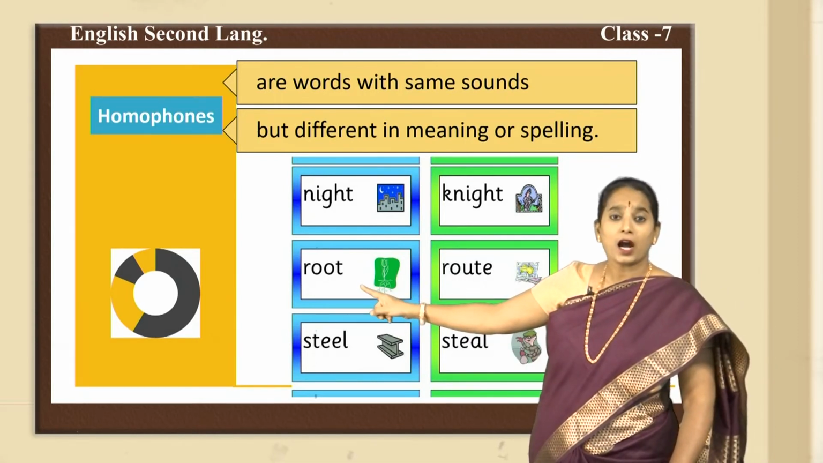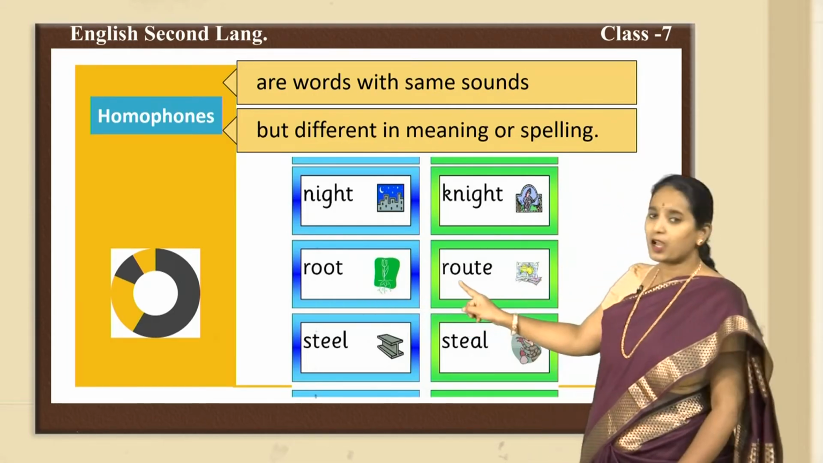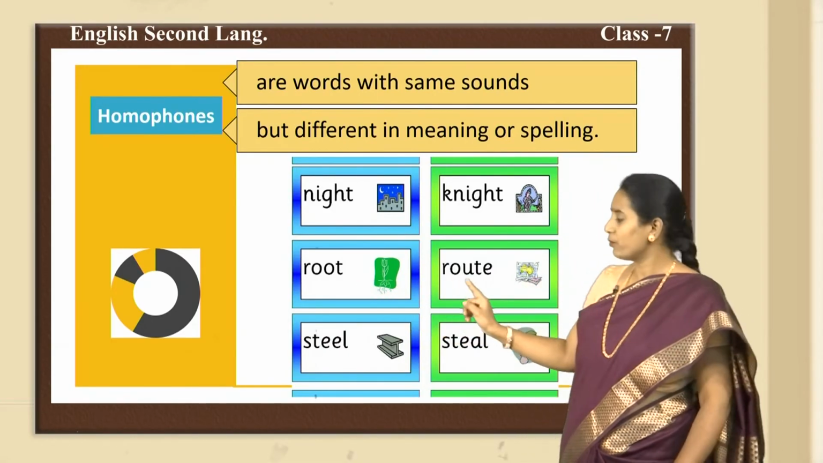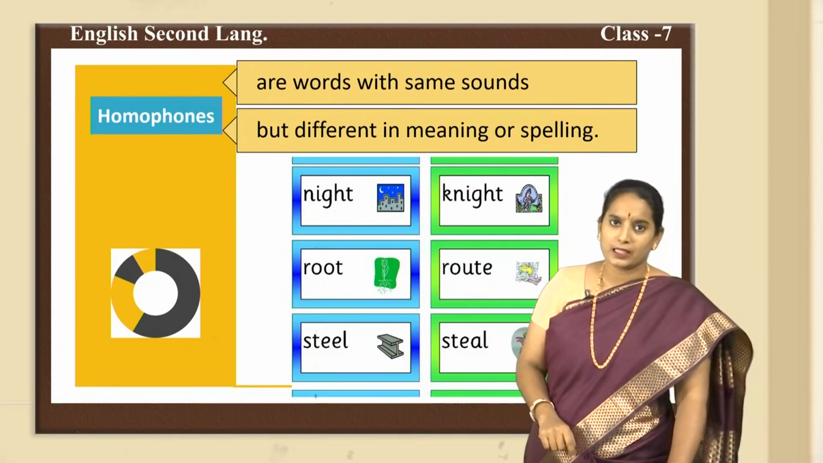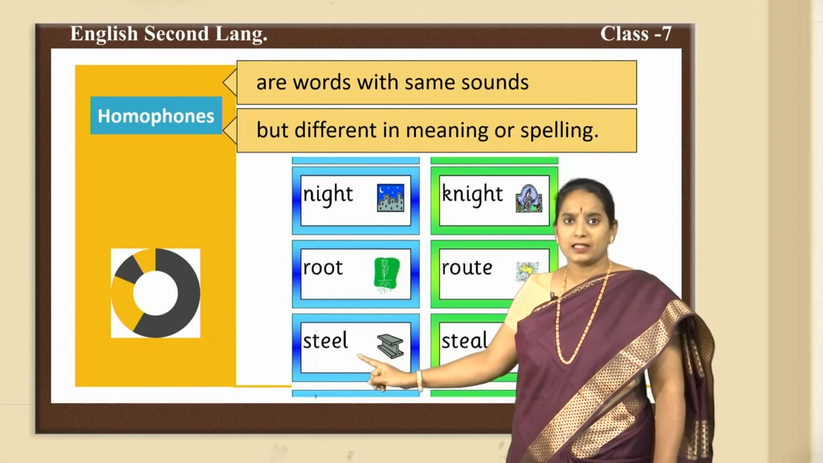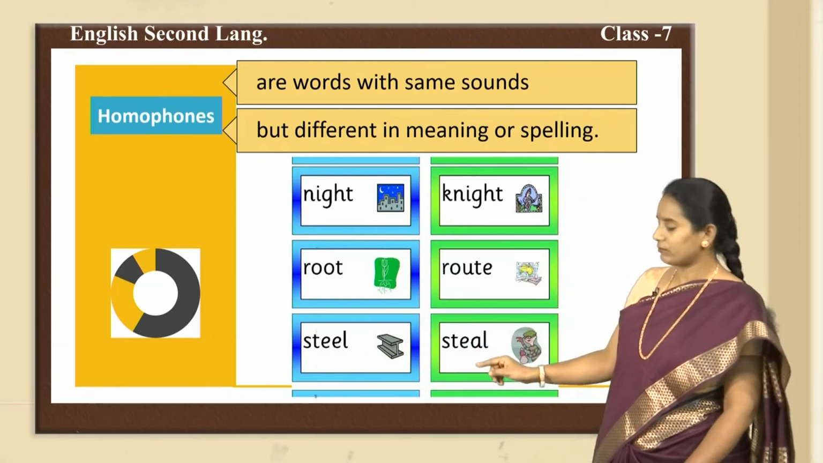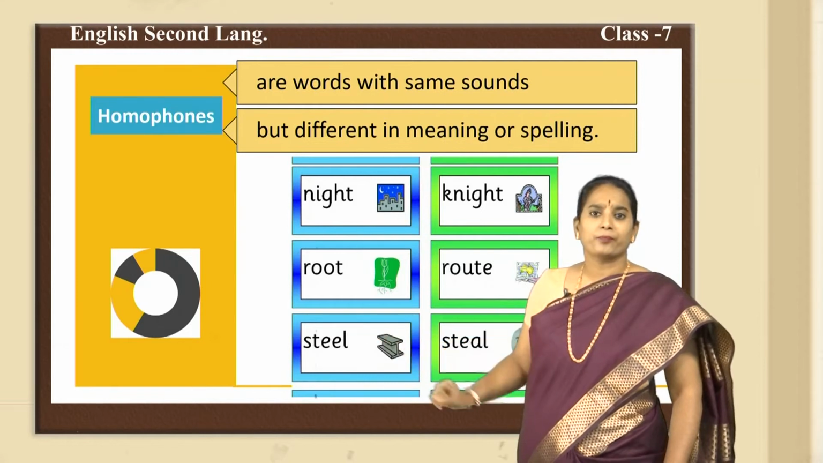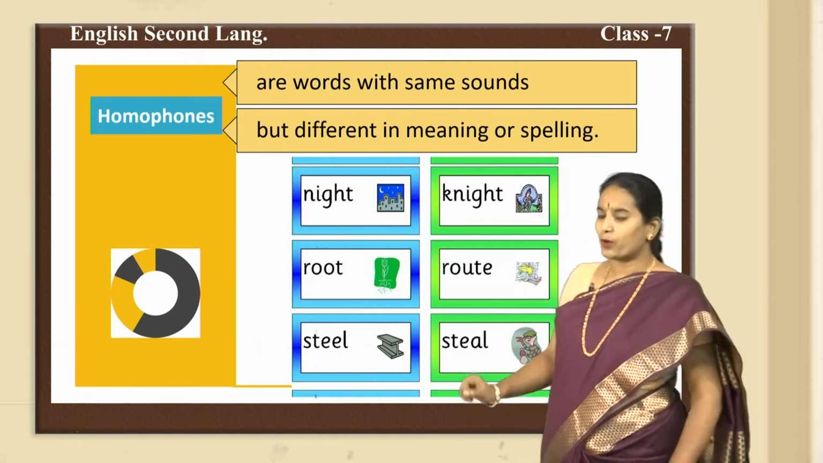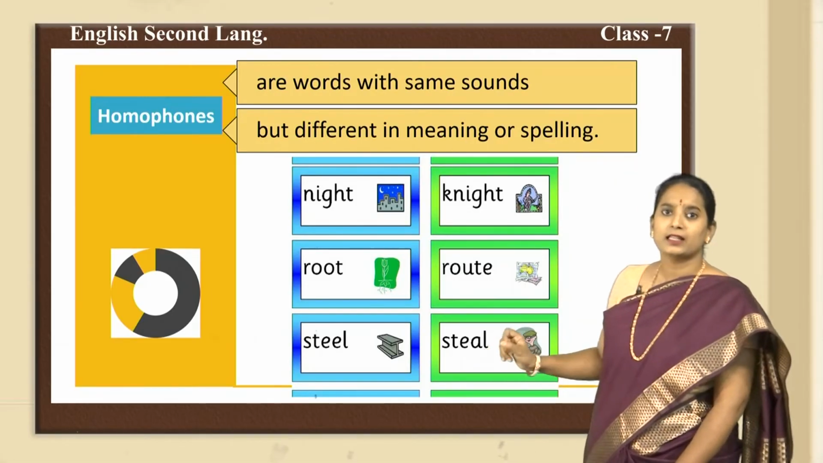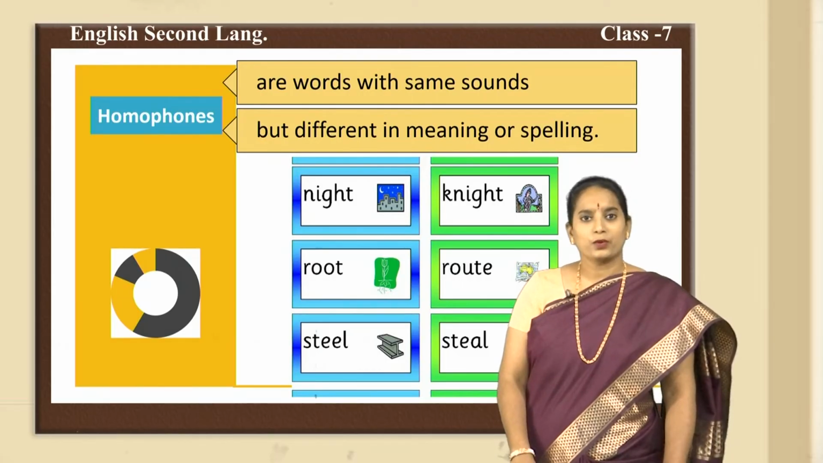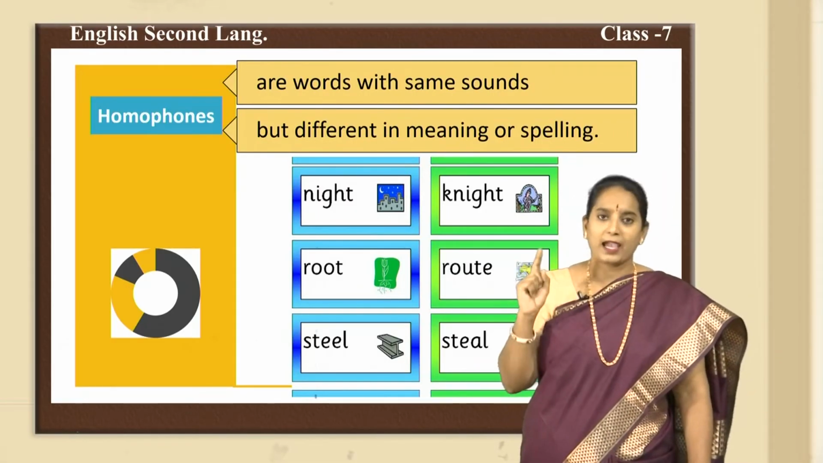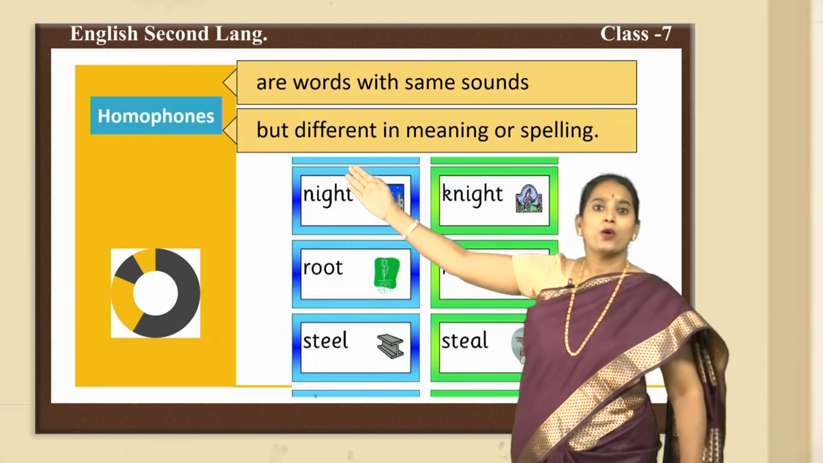The next word we have is R-O-O-T, root, and R-O-U-T-E, root. Root means beru. What about this root? Root is dari. The next one is S-T-E-E-L, steel, and the other word is S-T-E-A-L, steel. What is the first steel meaning? It is a metal. What about this steel? S-T-E-A-L, steel. It means kaltana madodu. So here you can see, children, these words have the same sounds but they are different in meaning and spelling. So such words are called homophones.